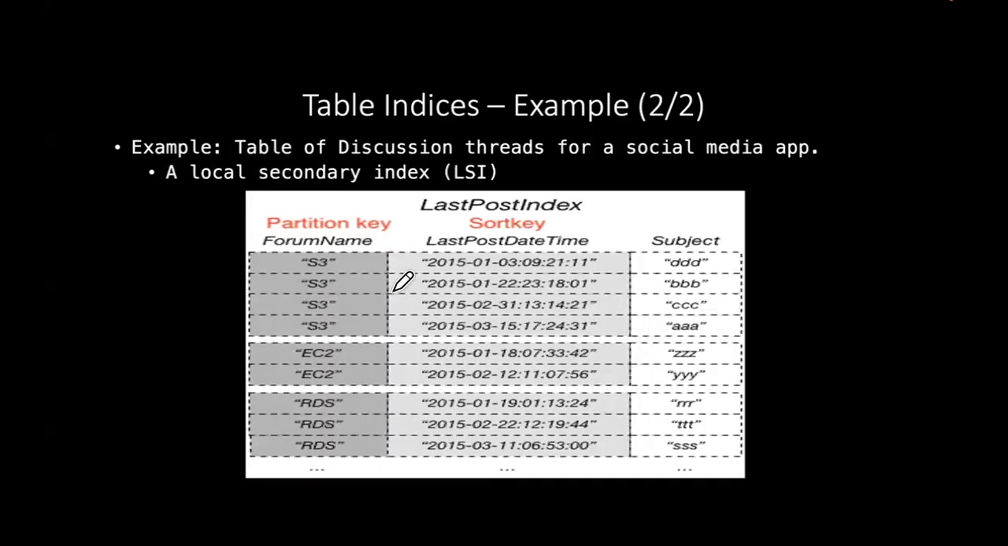Whereas here I've got an LSI. Again, the partition key is the forum name, i.e. the AWS service name, and the sort key is the last date, as in the last date somebody posted, I guess, a discussion item on this particular topic. Now, DynamoDB does not support the date type natively. So really this date has to be interpreted as a string.